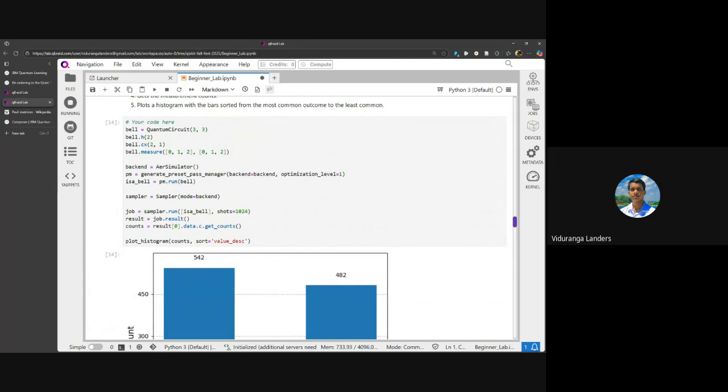So you can think of this entire block as something like that with certain parameters. This is something for the transpiler. Again, this is also for the transpiler to identify which backend we are using and how much the circuit should be optimized. And this is to give an idea about how many times the circuit should be run.